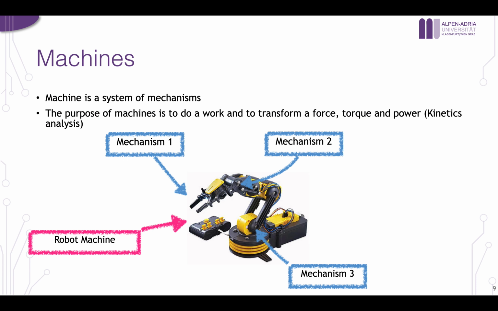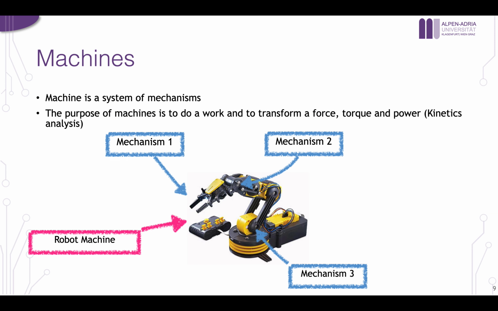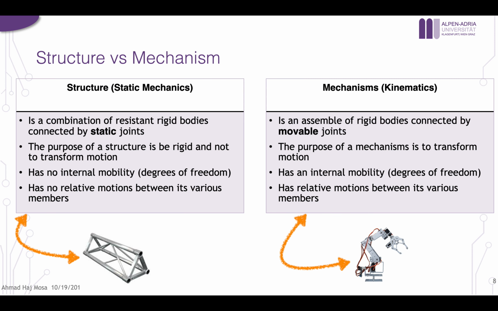So now this is the mechanism. Okay, the question is, what is a machine in general? A machine is just a system of different mechanisms. Like here we have a robot arm, which has different mechanisms. For example, it has the mechanism of the joint itself that is connecting two links of this robot arm, but also you have the mechanism of the gripper that is used to grip stuff or objects, and you have other possible mechanisms.